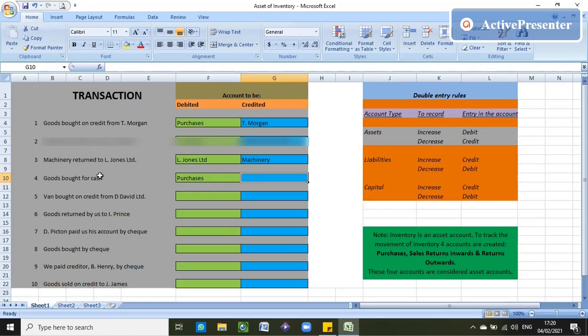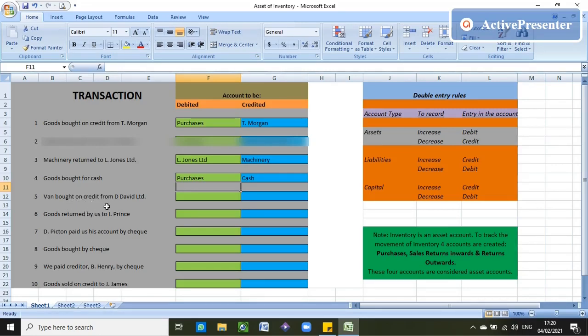What will we credit? Well, we will credit cash. Why will we credit cash? Because we have less cash. Cash is an asset. We show a decrease in assets by doing a credit entry. So cash will be credited. The following transaction.